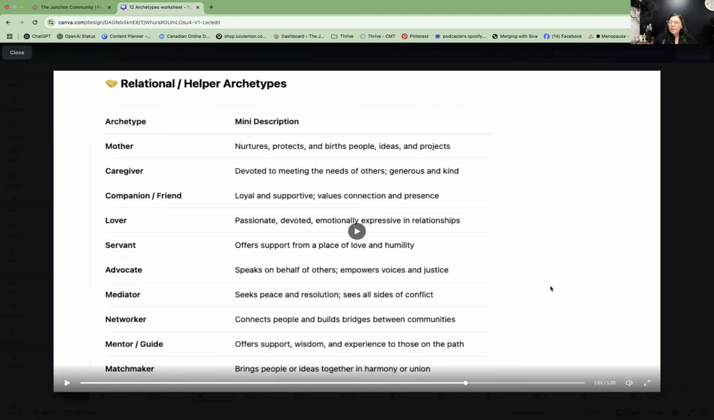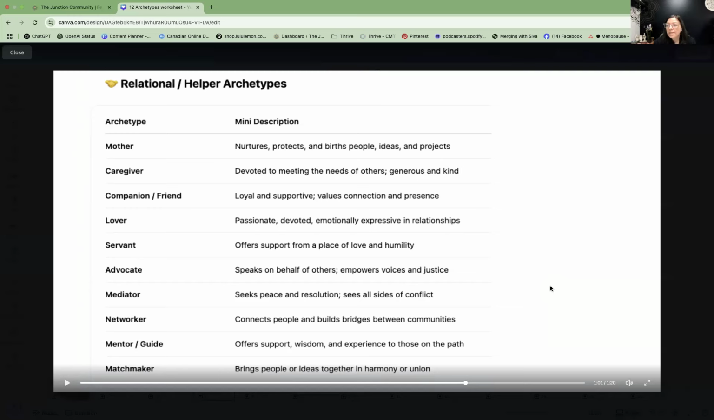All right, let's move on to the last section, relational helper archetypes. Mother, nurtures, protects, and births people, ideas, and projects. Caregiver, devoted to meeting the needs of others, generous and kind. Companion slash friend, loyal and supportive, values connection and presence. Lover, passionate, devoted, emotionally expressive in relationships. Servant, offers support from a place of love and humility.